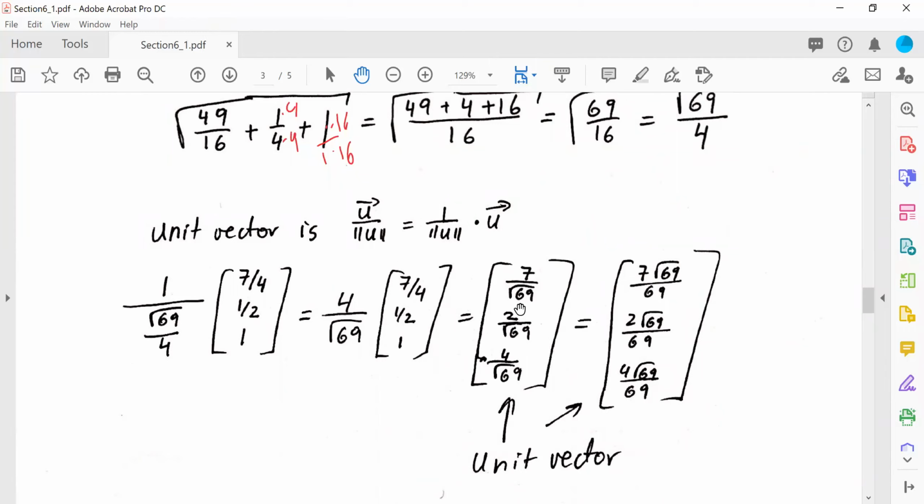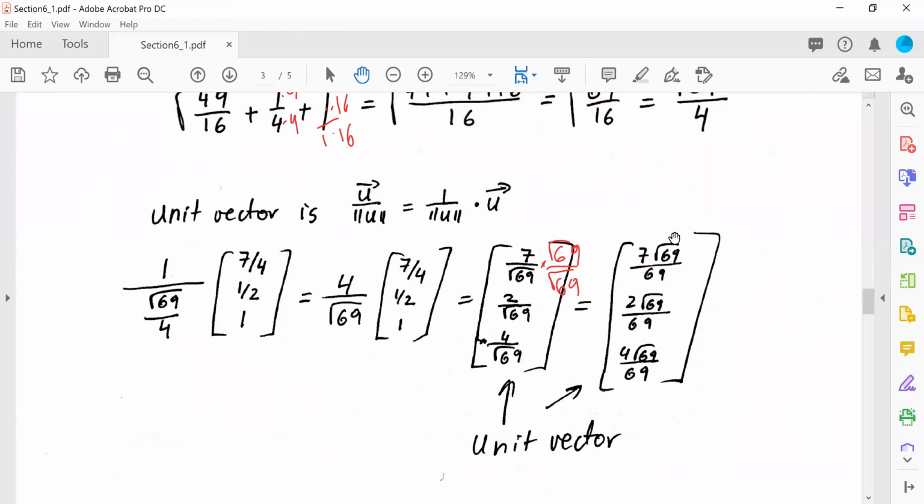If we want, we can rationalize. That means taking the square root of 69 out of the denominator. What I would need to do is multiply by the square root of 69 divided by the square root of 69, and I would do that for each and every coordinate. The square root of 69 times the square root of 69 is the square root of 69 squared, so that would cancel out. I'm left with 69, and then I have 7 times the square root of 69. And I will do the same for each and every one. So whether you rationalize or not, this is also a unit vector.